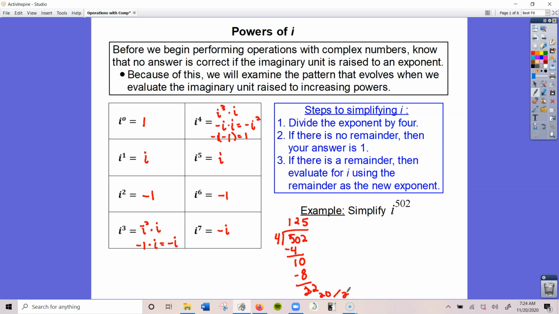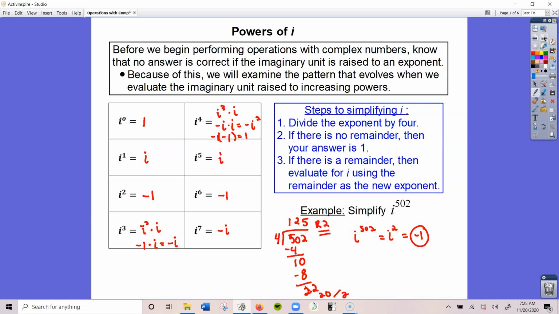Now what we're looking for here is the remainder. It doesn't really matter that it goes into 125 times. What matters is the remainder. And this is because i raised to the 502 is equivalent to i raised to the remainder, which is 2. So i squared we know is -1. Therefore, i to the 502 is -1.